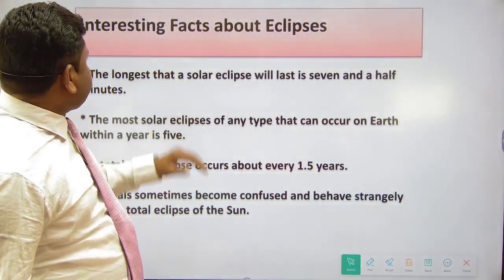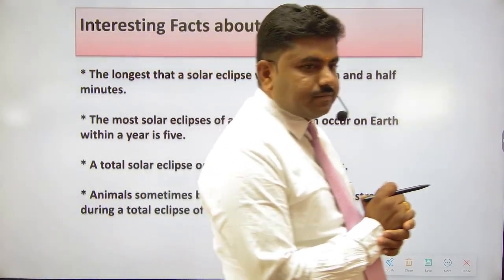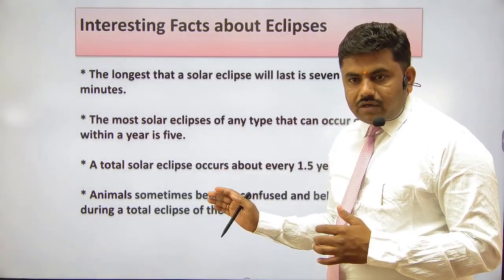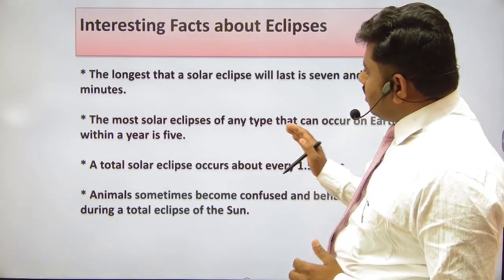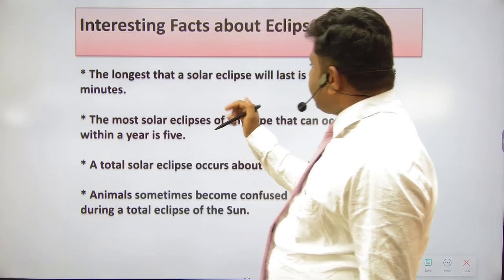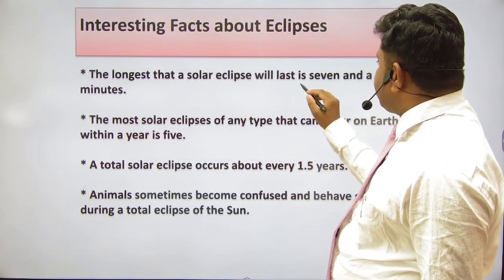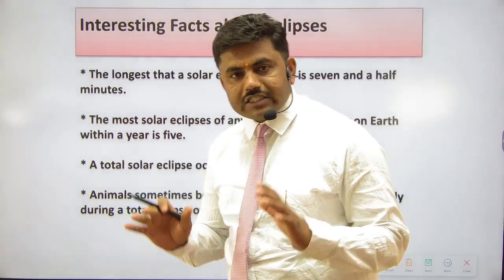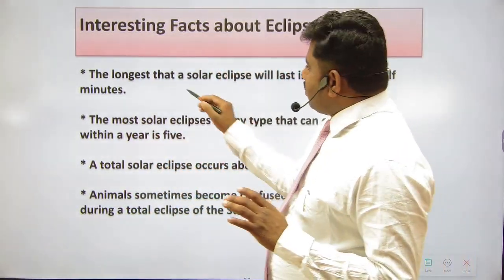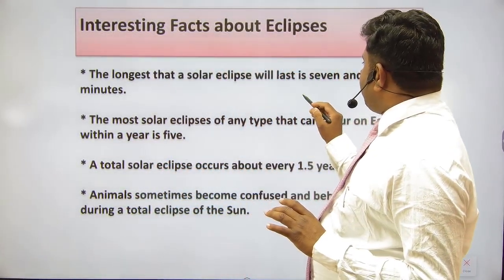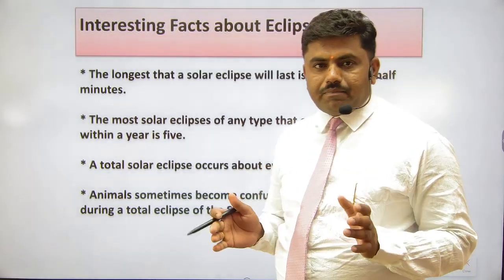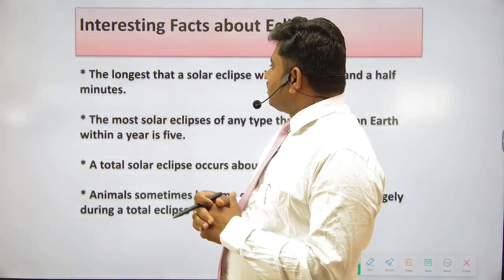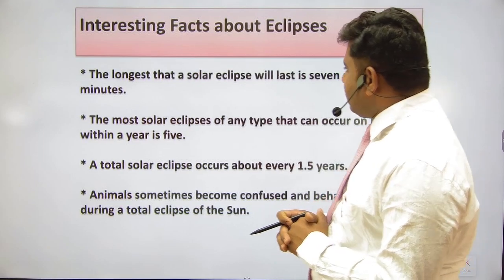And see here, interesting facts about eclipses. Some facts are given. The longest that a solar eclipse will last is 7.5 minutes. The maximum duration of a solar eclipse is 7.5 minutes.